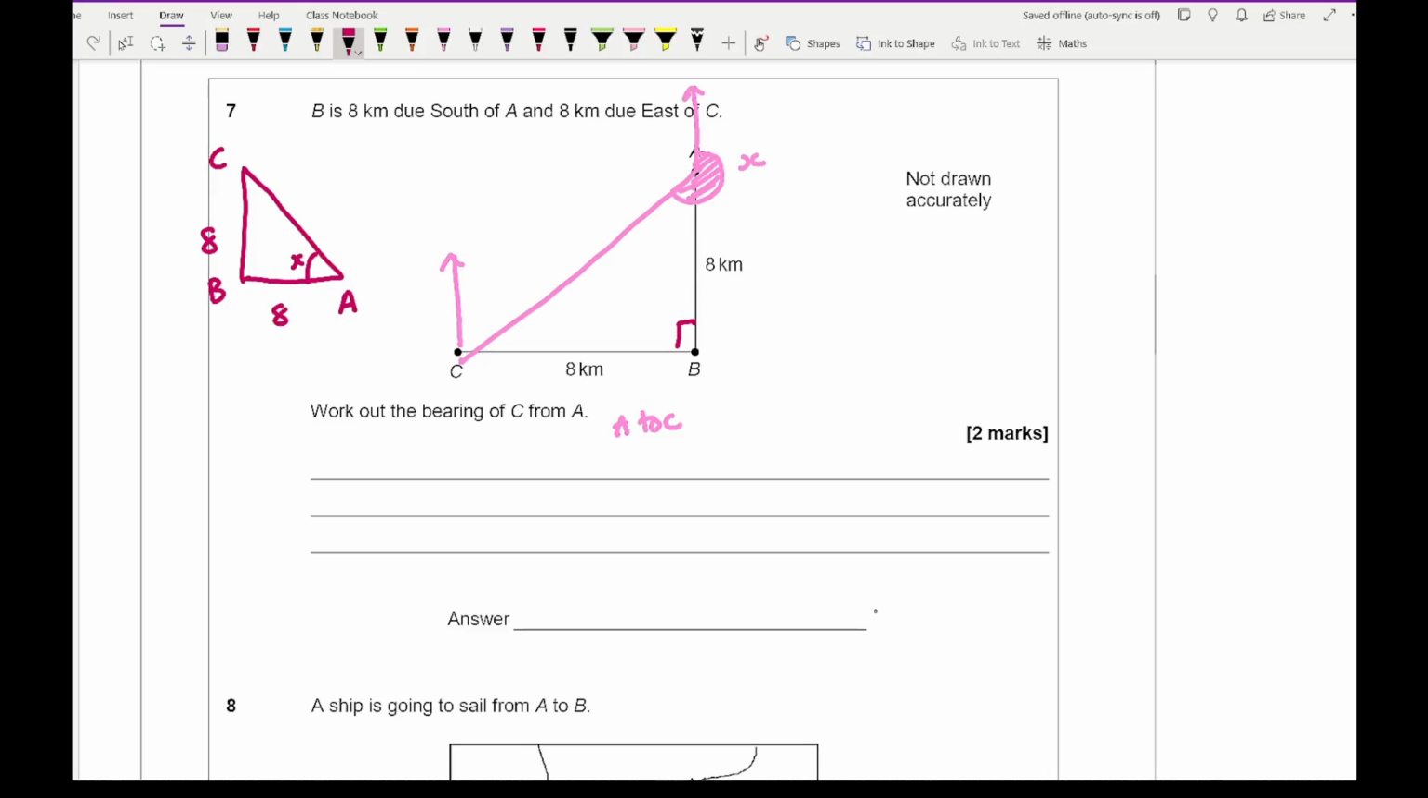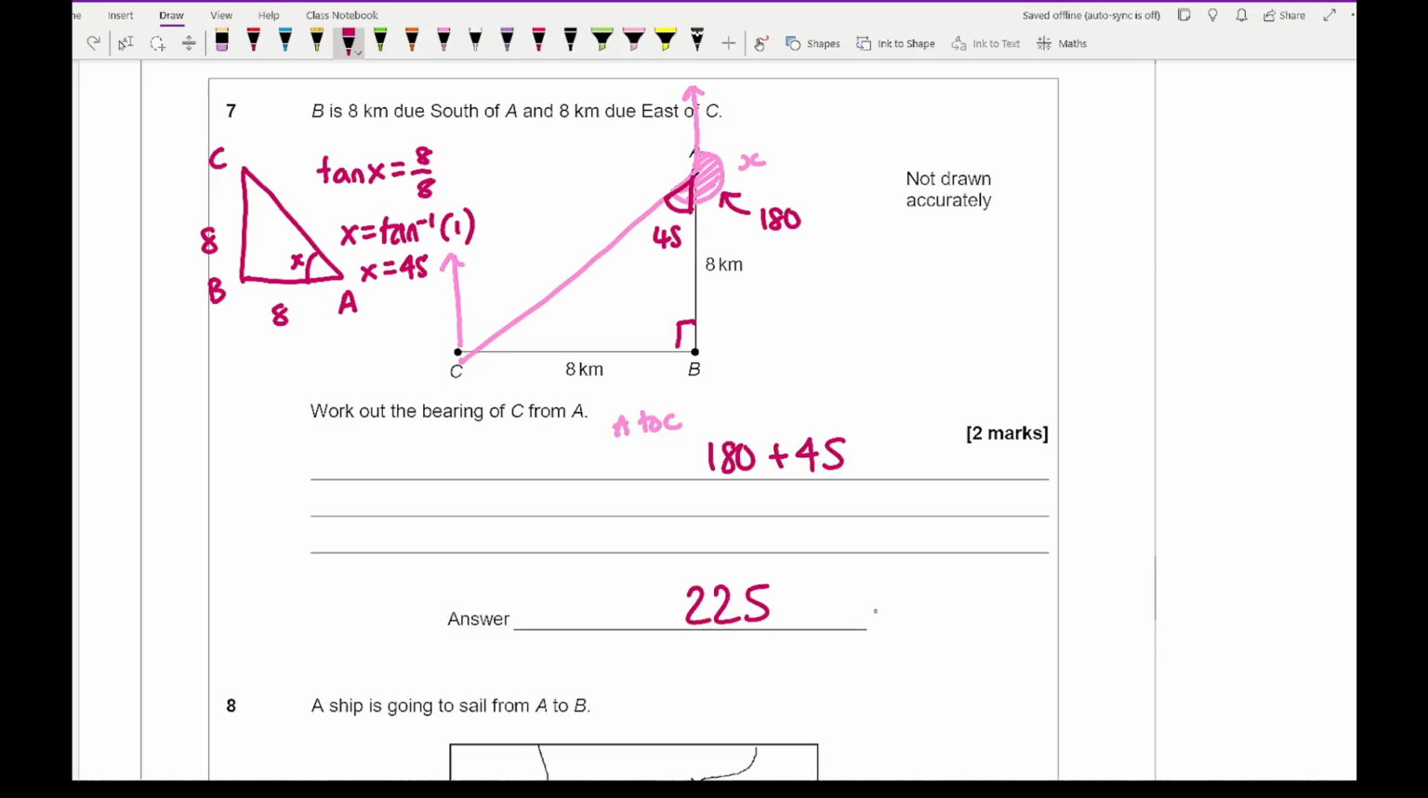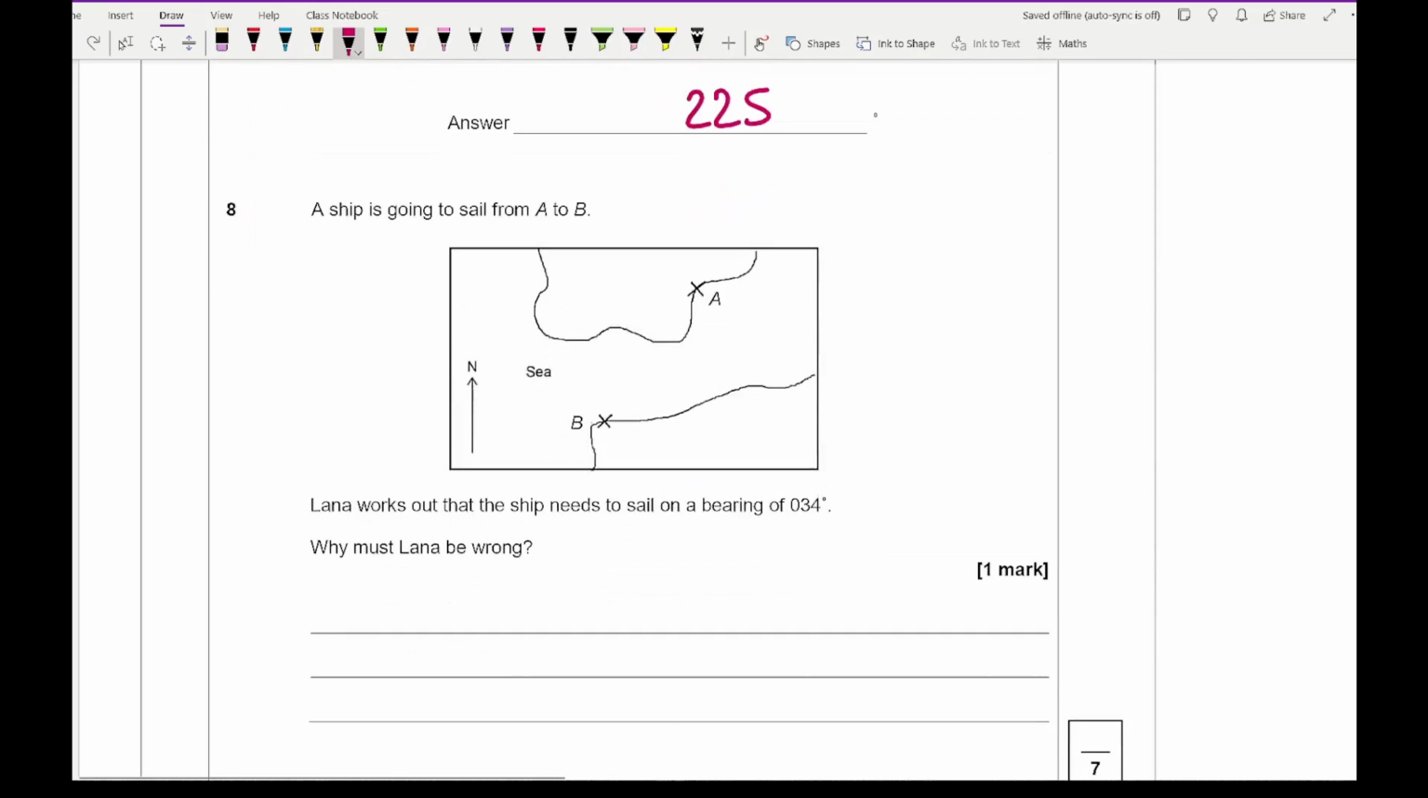So then working out what X is going to be, I'm going to be using tan. So I've got tan X equals 8 over 8. So X equals the inverse tan of 1, which gives me an answer of 45. So this angle here is 45. I know that this angle here is 180, so it's going to be 180 plus 45, which gives me an answer of 225.